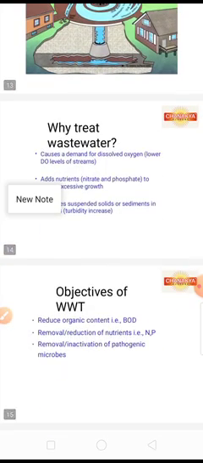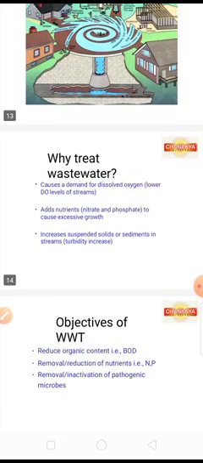Now why do we need to treat wastewater? For 5 minutes I've been telling you we should treat wastewater, and you must be thinking, that is wastewater, why do we need to treat it? It causes a demand for dissolved oxygen, because in that water oxygen will be there.